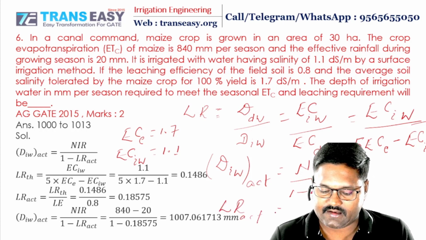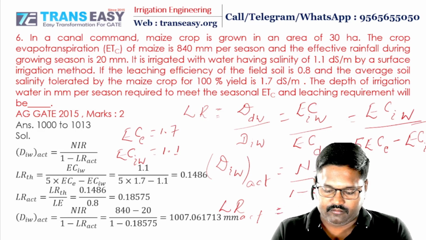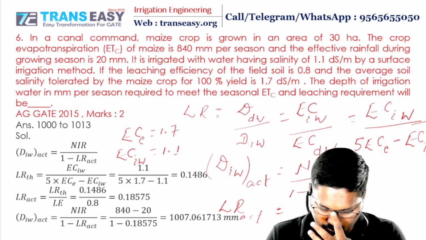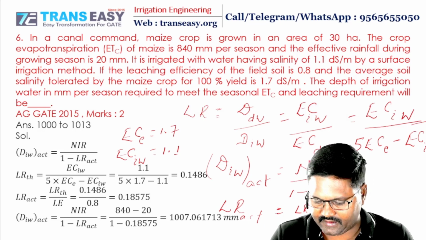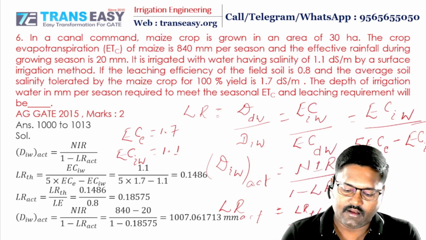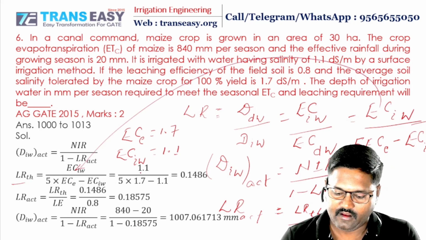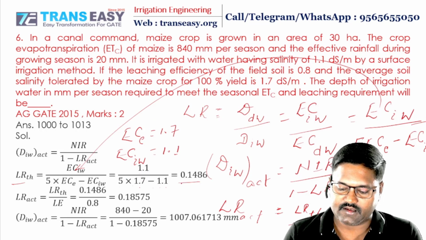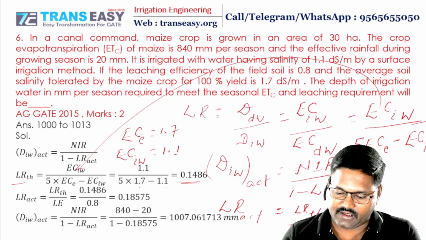Leaching requirement actual depends on leaching efficiency, right? Leaching requirement theoretical is equal to 1.1 into 5 into 1.1 divided by 5 into 1.7 minus 1.1. This is the theoretical leaching requirement divided by leaching efficiency.